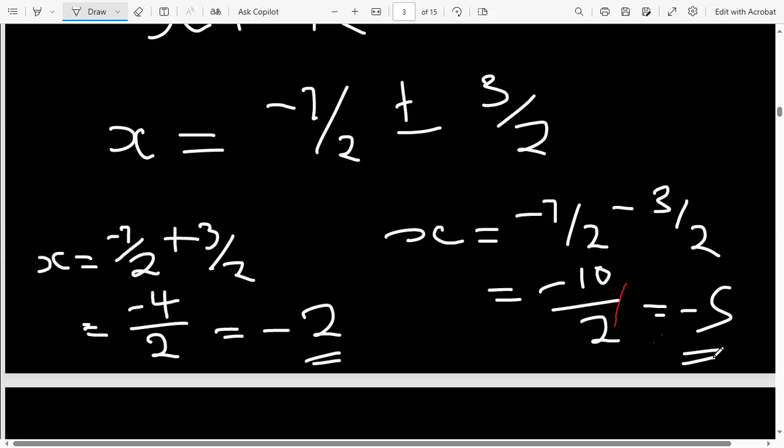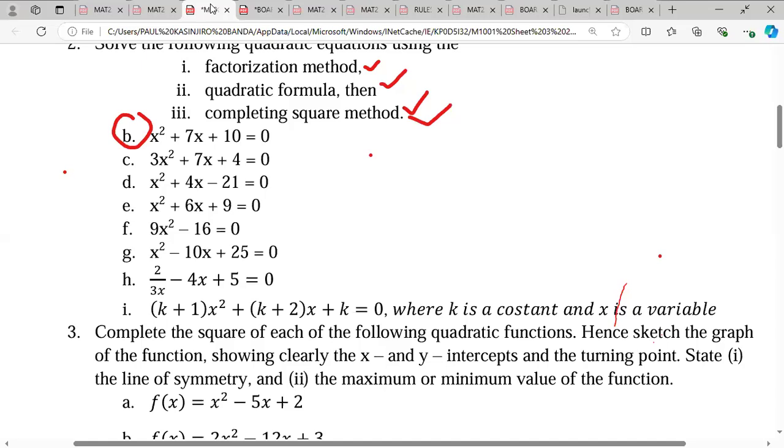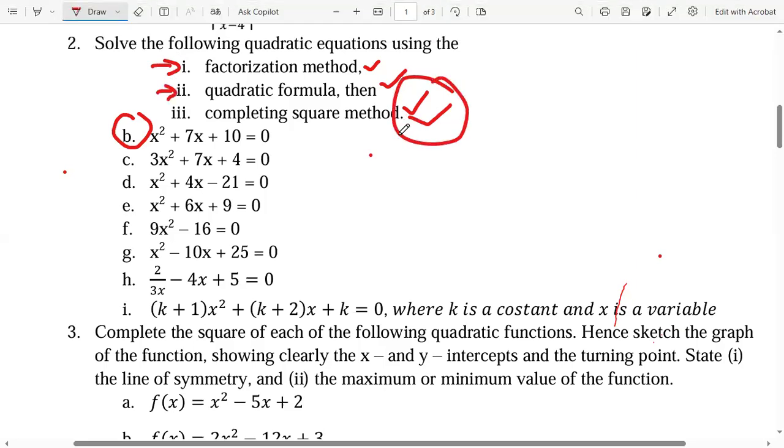Okay, all right, so let me pick another question there and try to solve it using the completing the square only, because I know you can solve the factor, you can solve the quadratic formula. So let me focus on completing the square here.